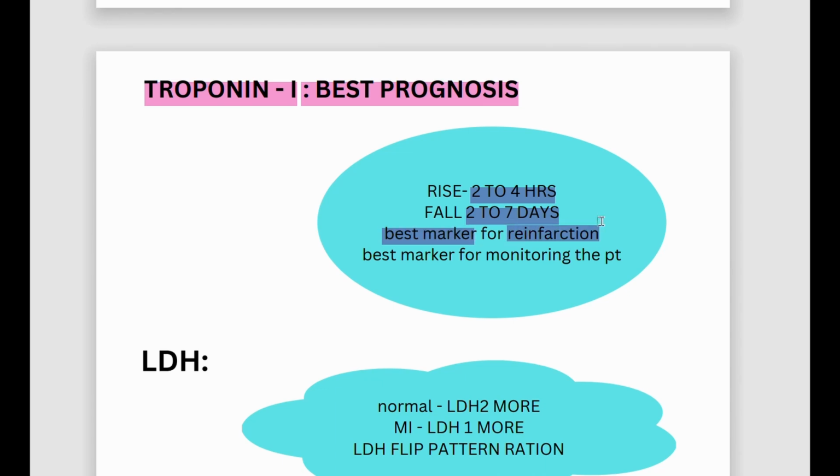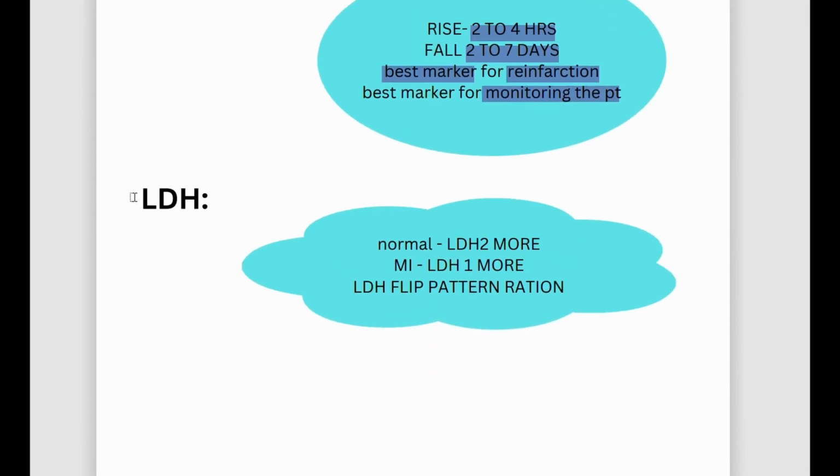Okay, and the next one is LDH. LDH is of 5 types, like there are 5 isoenzymes in LDH, and we mostly see only 2, that is LDH2 and LDH1. Make sure that you remember this. LDH2 is higher than LDH1 normally in a normal patient, and with this I conclude the class.